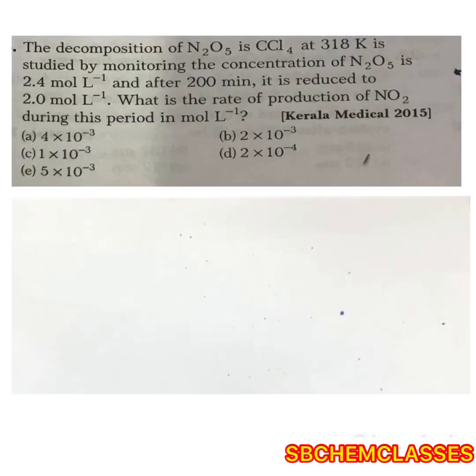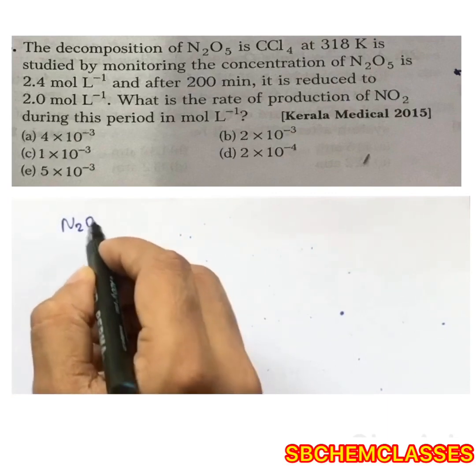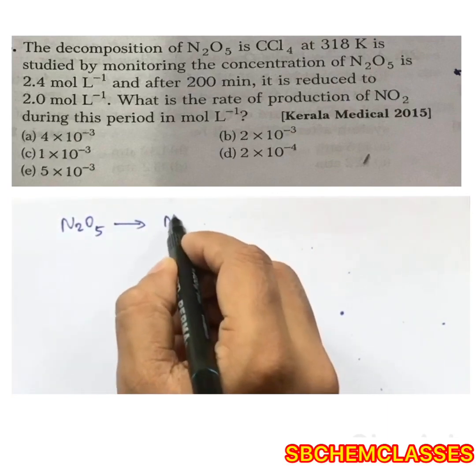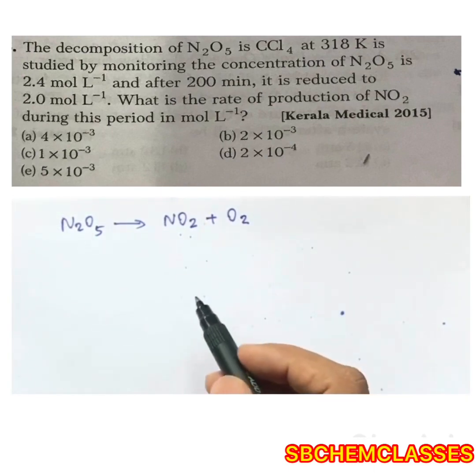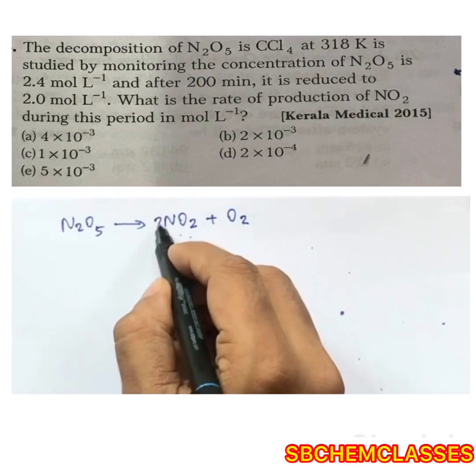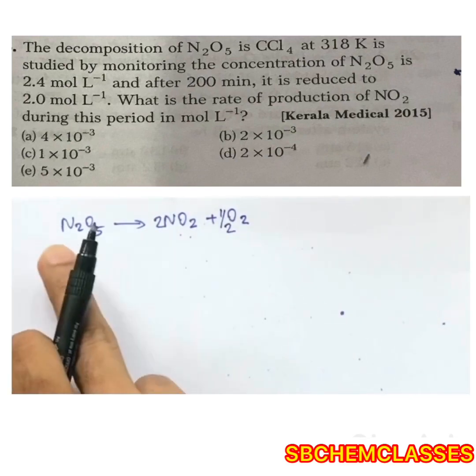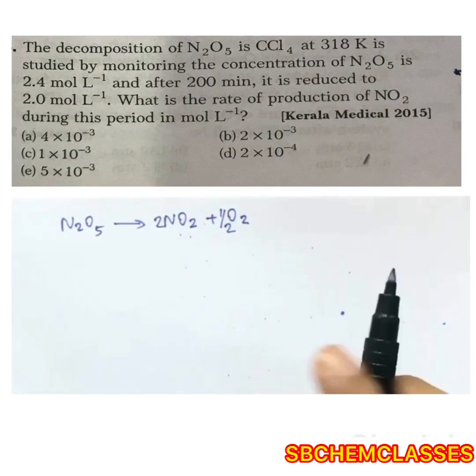Decomposition of N2O5 in CCl4 at 318 Kelvin is studied by monitoring the concentration of N2O5. It is 2.4 mole per liter, and after 200 minutes it is reduced to 2 mole per liter. What is the rate of production of NO2 during this period? N2O5 decomposes to give NO2 and O2. We can balance the reaction as N2O5 becomes 2NO2 and half O2.